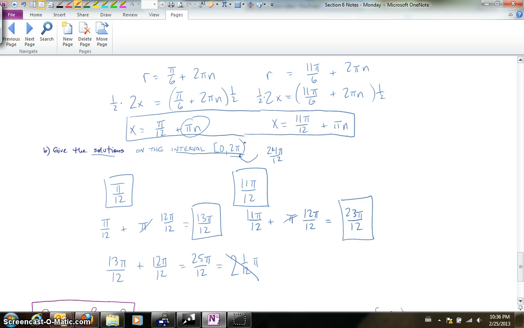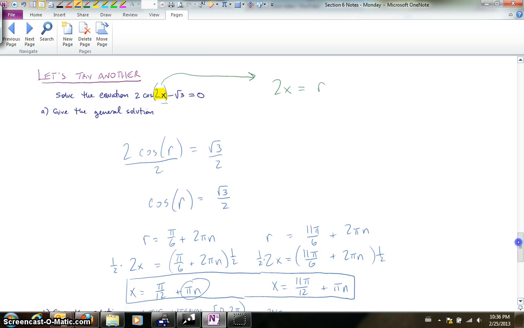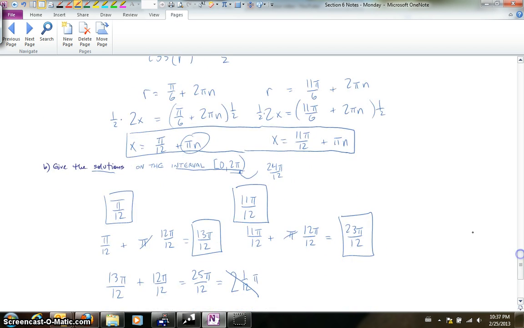Typically we'll only have 1 or 2, but in these problems where we have some substitution, the fact that this b changed our period, it shrunk our period in half, and so our answers are going to occur twice as often as they normally would. So that's why we have 4 answers instead of just 2 on the interval 0 to 2 pi.